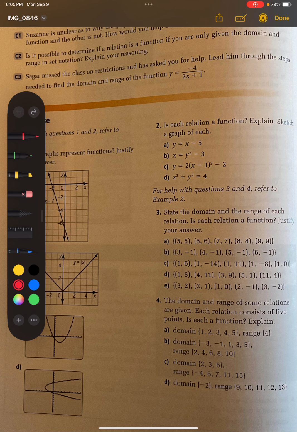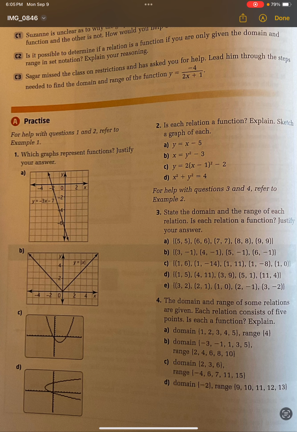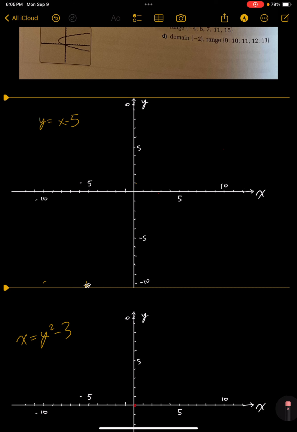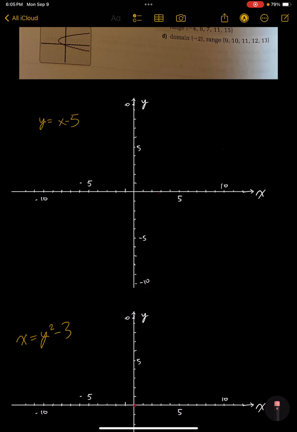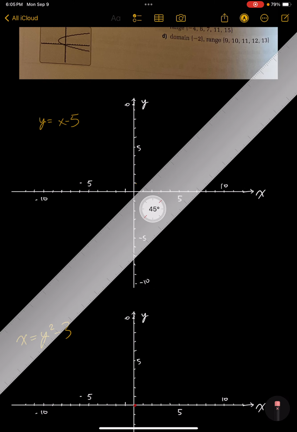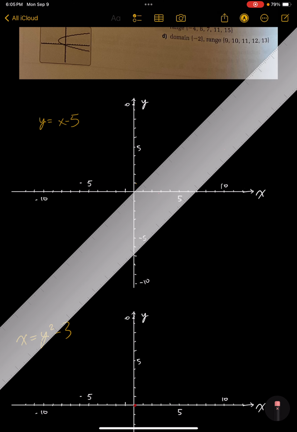Okay, so let's go ahead and get that done. Now you're going to have to draw your own axes. I have it all ready for myself. Okay, what's this? This is a line. We can see it's a line. And what we know about the line is that it has a slope of 1, which is the same thing as 45 degrees going up.